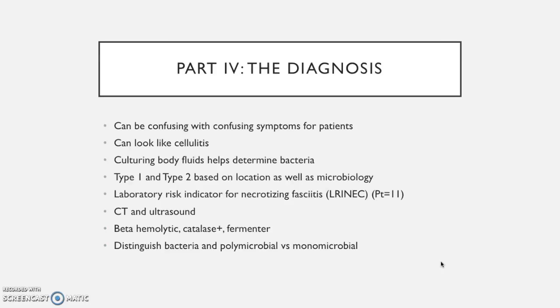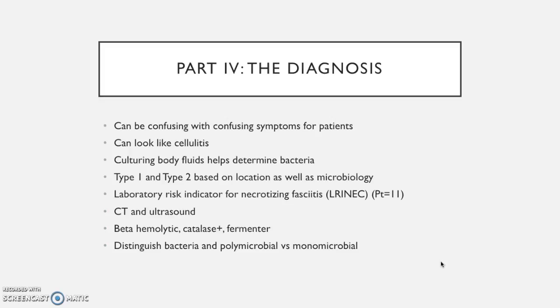Type 1 and type 2, as I mentioned before, are based on location and the microbiology. So type 1 is usually monomicrobial, and it's located in the extremities, so the arms, the legs, stuff like that. And that's generally a staph or a strep infection. Type 2 is more on the trunk and the abdomen, and that's polymicrobial, so it has more than one bacteria causing the infection, which can lead to harder diagnosis of the actual bacteria.